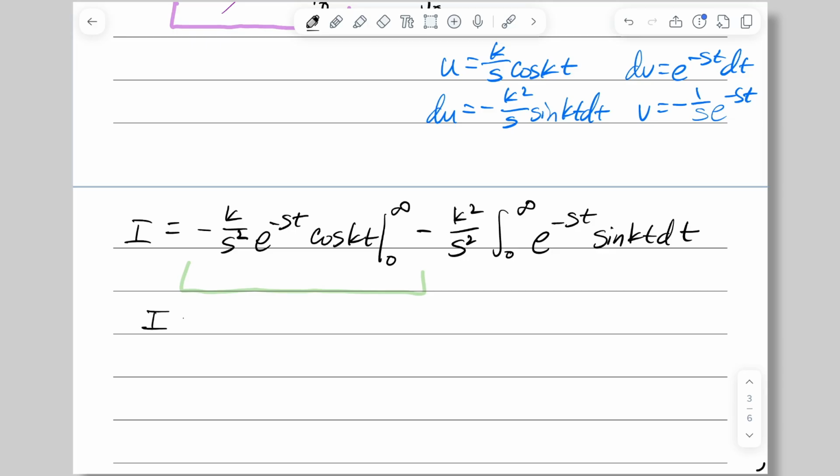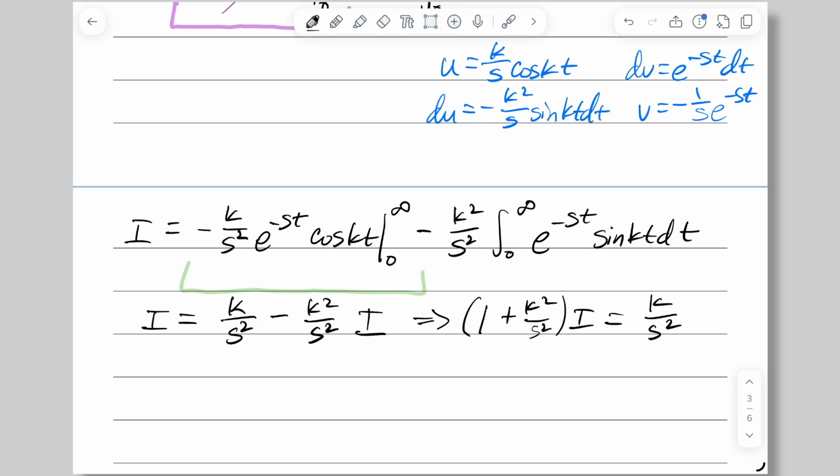So I'm going to rewrite, we've got I is equal to, that k over s squared goes positive. Then I have minus k squared over s squared times I, because the original integral reappeared. We want to solve for I, so I'm going to get them on the same side, and then I'll factor out the I. The result is going to be 1 plus k squared over s squared times I is equal to k over s squared.